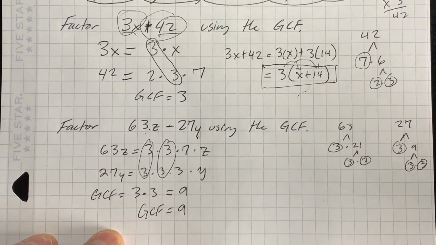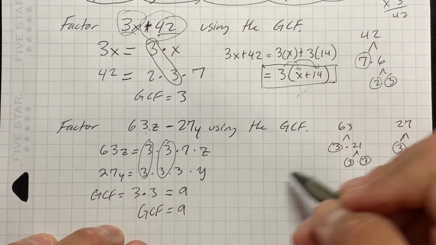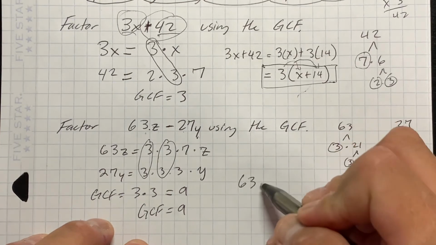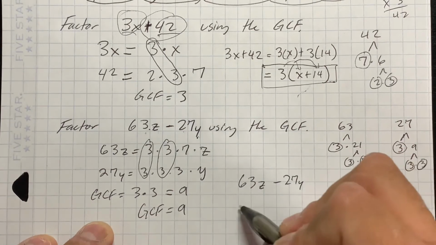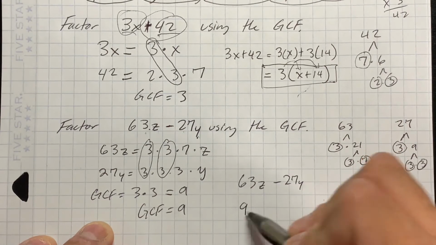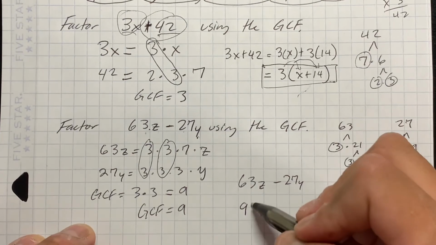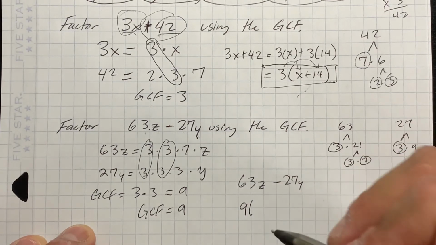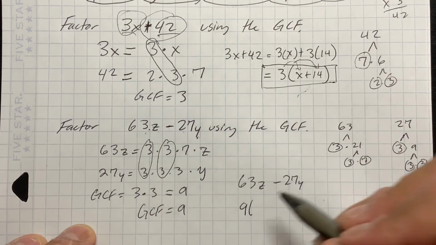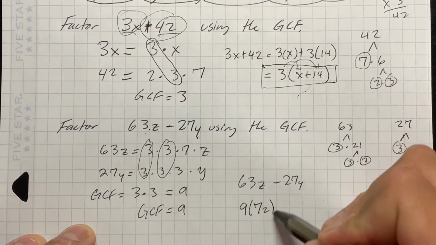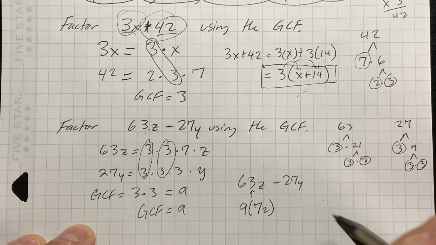Okay, so we're going to rewrite it using the greatest common factor. I'm going to rewrite the problem here, 63z minus 27y. So using the greatest common factor, 9. Okay, so what can we multiply by 9 to make 63z? Well, 9 times 7z will equal 63z.